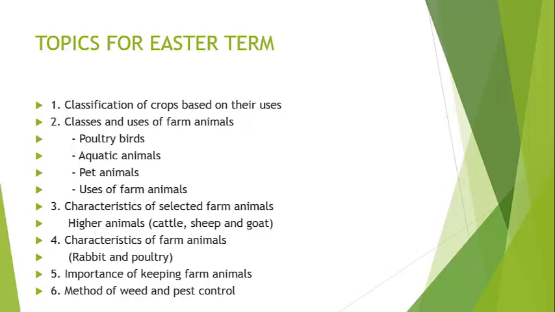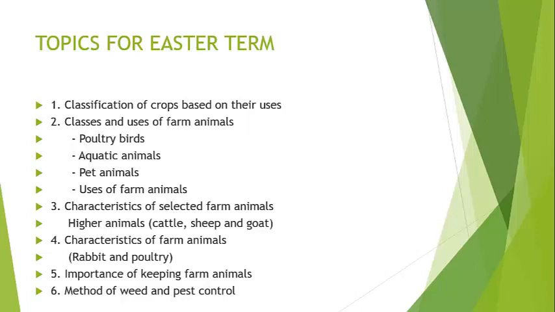We go to the second topic. The second topic we are considering is classes and uses of farm animals. Farm animals can also be called livestock. They can be defined as animals kept by the farmers for the supply of meat, milk, eggs, and other purposes.